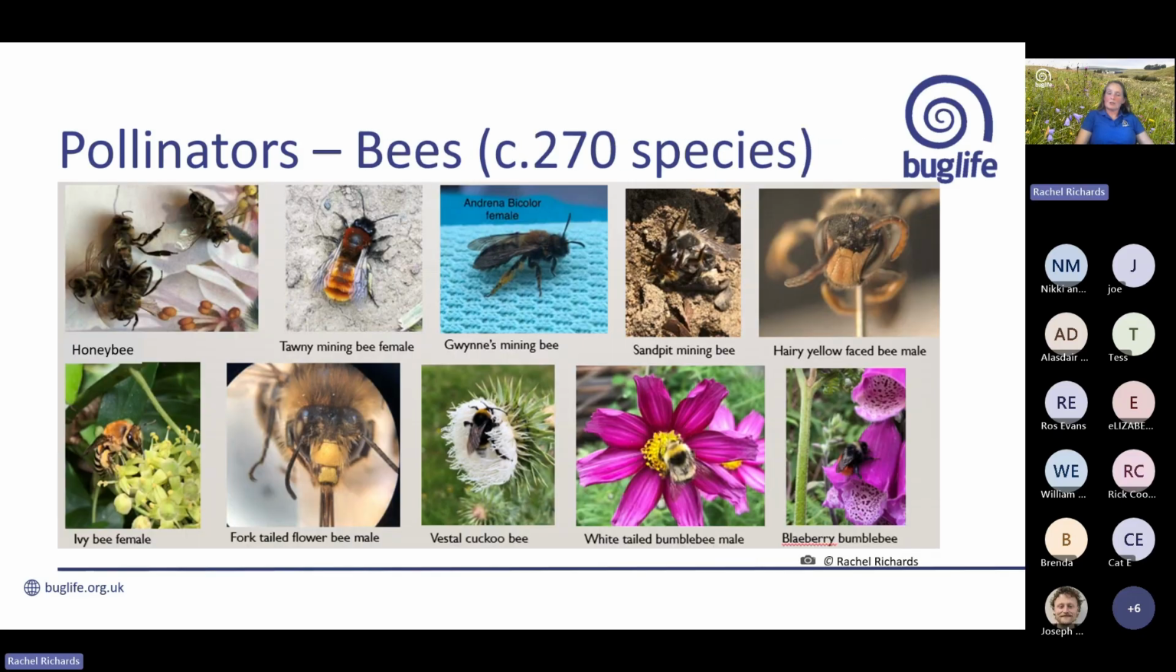And that's just an image of some of the bees in the UK. It just shows a little bit of the diversity. And you've got honeybees on there as well, which I haven't mentioned. But yeah, around a load of solitary bees and bumblebees. So we'll have a little bit more of a look at bees just now.